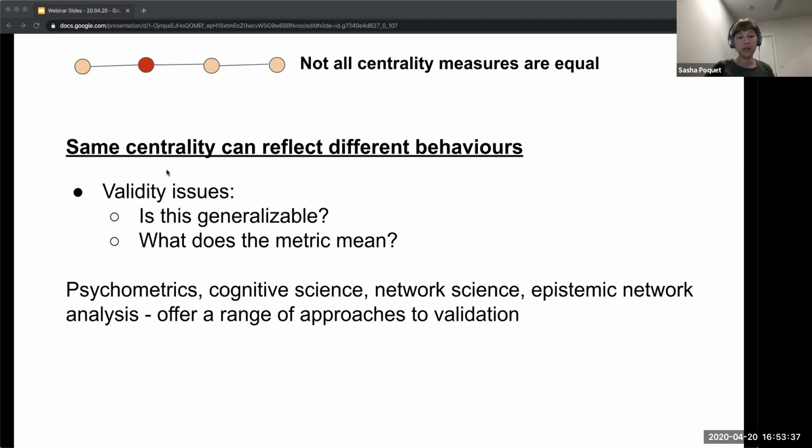So what to do about it is that you have to be mindful of validity issues. Whatever measure you're using, is this measure generalizable, and what does this metric mean? A range of work has been done to validate centrality measures, and I can talk about it in the Q&A if that's of relevance. But there's also a range of work that we're not even getting close to covering with this presentation, such as work from psychometrics, psychometric networks, cognitive science, multi-level networks, network science, epistemic network analysis. All of these offer approaches to validating centrality measures. So if that's of relevance to your work, we can tap into this during the Q&A.